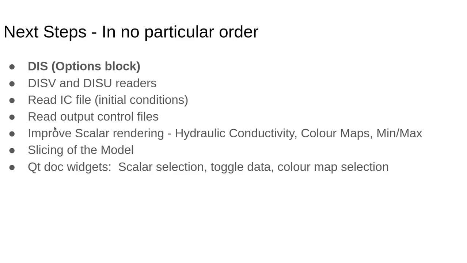And then also importantly, once you run the MODFLOW 6 model, you want to read the output files, like what's predicted by the model, right? That's kind of important. So there's a bunch of output control files like the head file or CBC, and there's also budget files, things like that. And then after that, once we're doing more of that scalar rendering, that's where we're going to look at hydraulic conductivity, color maps, and things like that. Of course, slicing of the model is maybe a later stage thing, but right now we're just plotting things in 3D without the ability to cut inside the model and see what's going on.